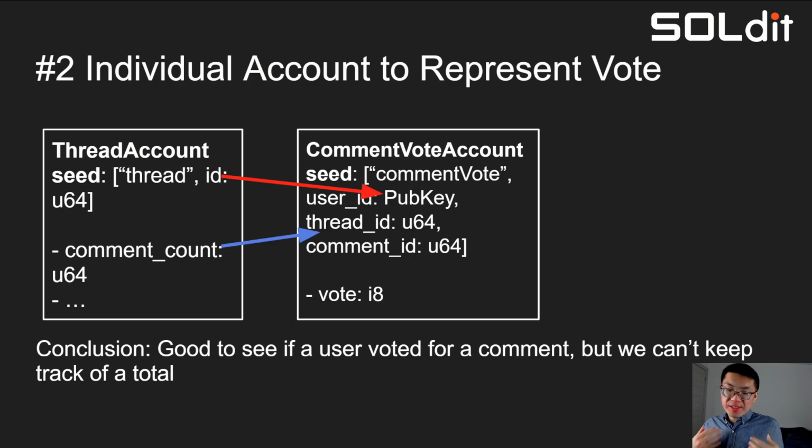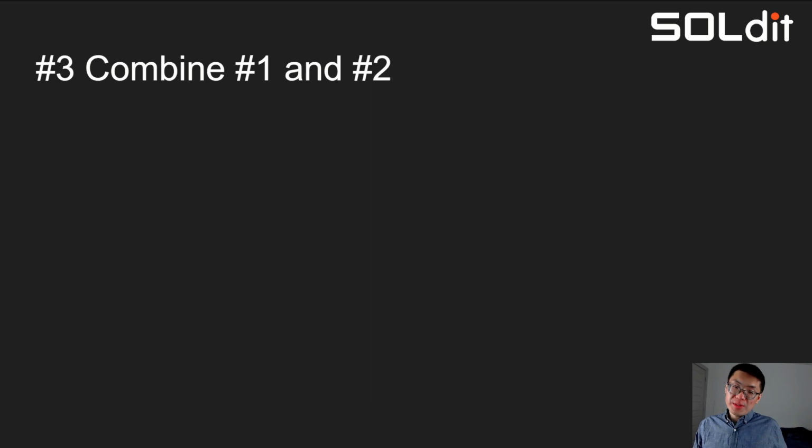So in conclusion, this is great to see if a user has voted for a comment, but the problem is we don't have a way to track the total number of votes a comment has. So how do we solve this? Well, we just combine option 1 and 2 together.